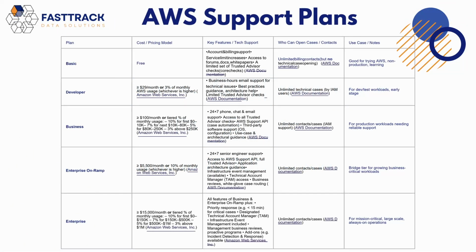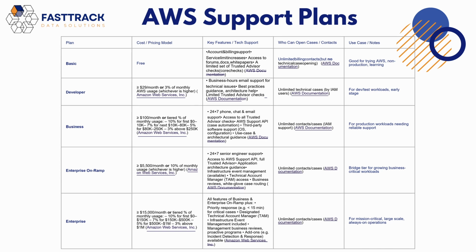AWS offers 5 support plans to suit different business needs. Basic, a free plan with 24/7 access to customer service, documentation, and forums. Developer, for experimenting and testing, includes business hours email support and guidance for best practices. Business, 24/7 support via email, chat, and phone, with access to AWS Trusted Advisor checks and faster response times.